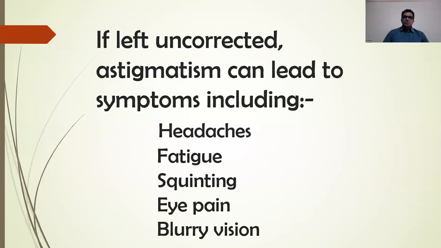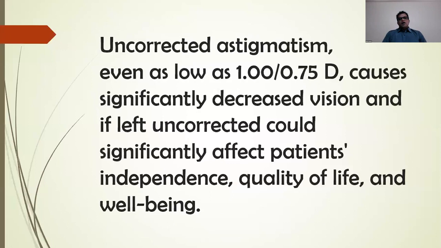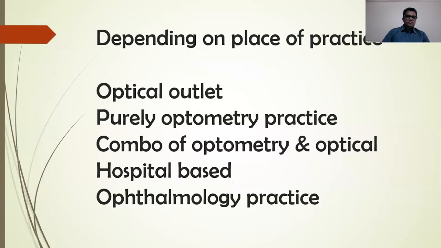So if you are giving a spherical lens or a spherical equivalent lens, and you don't correct the astigmatism, then what are the issues that can happen? A person can have headaches, fatigue, can end up with a squint in the long term, can have eye pain, and blurry vision is definitely going to be there. Uncorrected astigmatism of even as low as 0.75 to 1 diopter significantly reduces your vision. And if it is left uncorrected, the confidence and the quality of life is definitely not enjoyed by the patient.